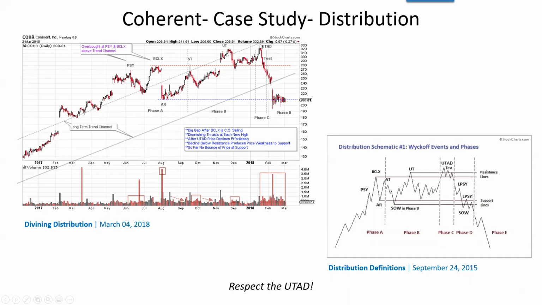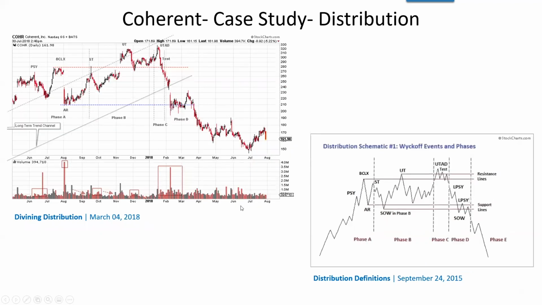When the upthrust after distribution is complete, you have this very sharp decline back down to the support area, as we just talked about in the schematic, which you can see on the right. I say here, respect the UTAD. Well, what happened after that? So you can see here the trend channel and the break of the trend channel. And this is going to be relevant to the current market structure we're going to look at in a minute.